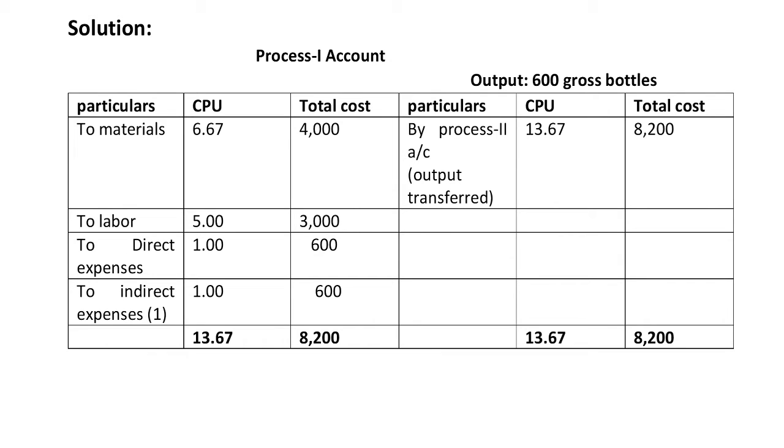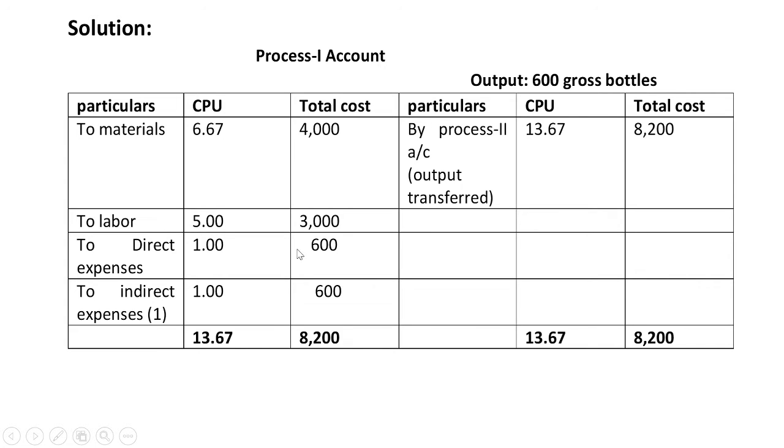Look, here in the first part, process 1 account, they have taken the output. You can see the output here, 600. So that value of 600 bottles you have to put here as output. And next to materials they have given you the value, 4,000. How do you find this 6.67? When you divide 4,000 by 600, you get the value 6.67.